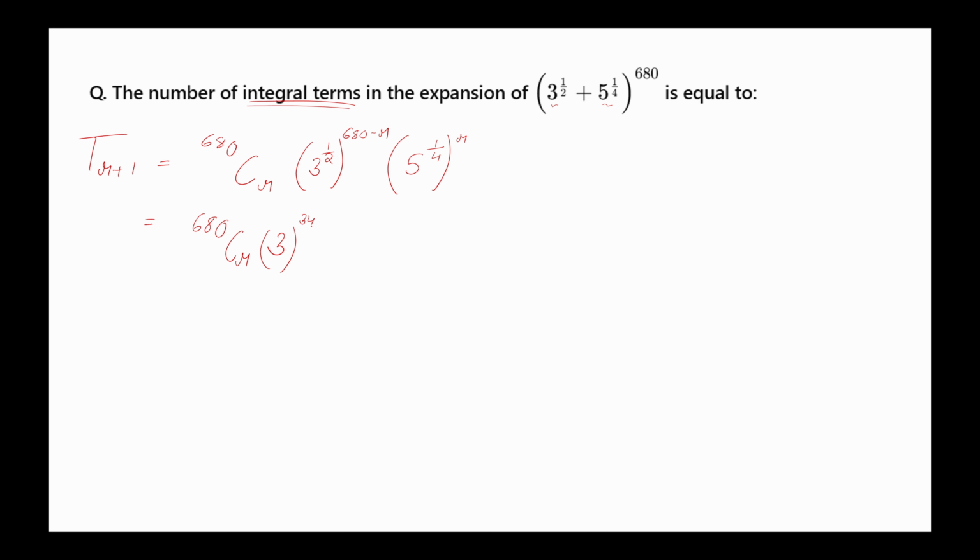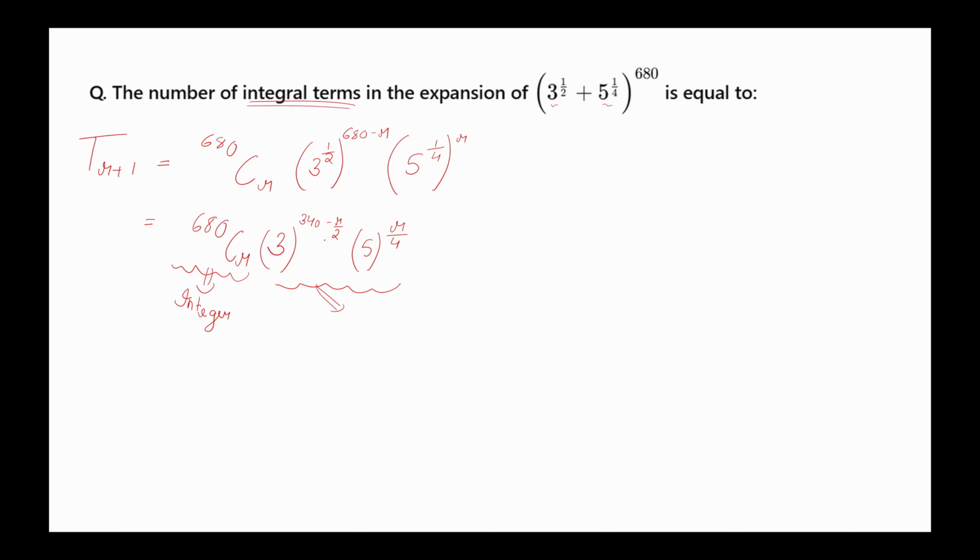This would become 340 minus r by 2, and this would become 5 to the power r by 4. Now they are telling us that we have to find out the number of integral terms. Of course, whatever the value of r, this is going to be an integer, or more than an integer, a whole number. So we have to convert these two terms into integers.